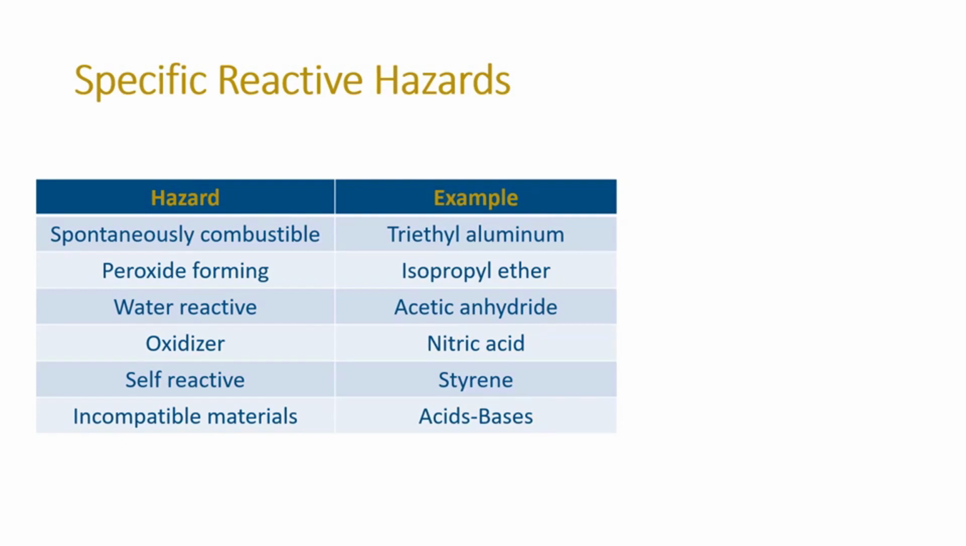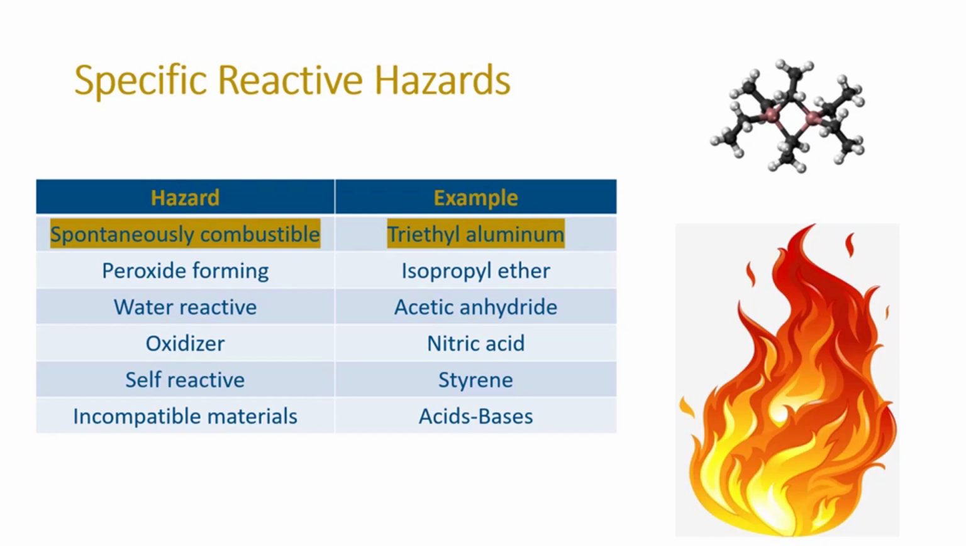There are 6 specific reactive chemical hazards that you should be familiar with. Spontaneously combustible materials carry a reactive hazard. Spontaneously combustible materials readily react with oxygen in the atmosphere and can ignite and burn even without an ignition source. On the safety data sheet, these materials can be labeled as either spontaneously combustible or pyrophoric. On the National Fire Protection Association diamond, these materials would carry a flammability rating of 4. And an example of such a material is triethyl aluminum.